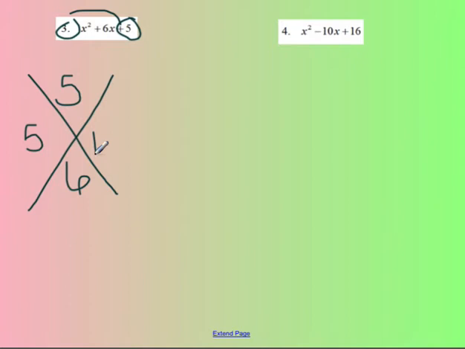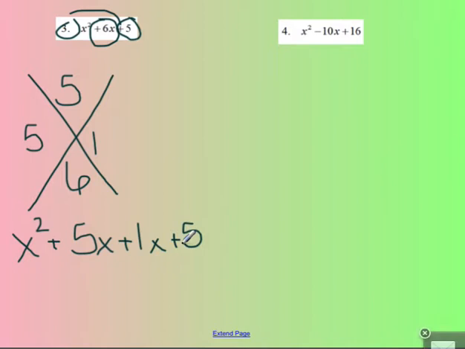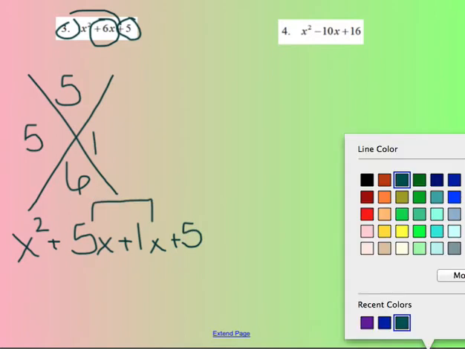Now here's the new part. So what I'm going to do is I'm going to keep my squared term the same. Then I'm going to take this middle term, and instead of writing 6x, I'm going to write that as 5x plus 1x plus 5. So now if you notice, I have 4 terms. 5x plus 1x is still 6x. So it really is the same equation, I'm just splitting it up.